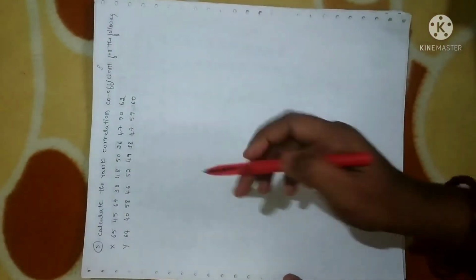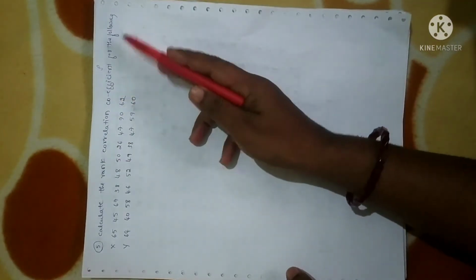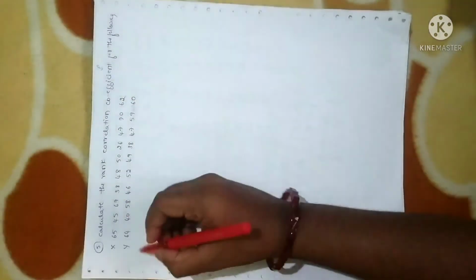Now let me solve one more problem based on the same concept. Fifth problem. So here is the problem. Calculate the rank correlation coefficient for the following. So x values and y values are given. Again, with the first method, we need to calculate Rx and Ry in this problem.